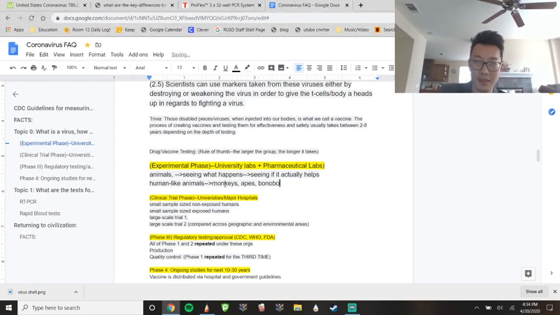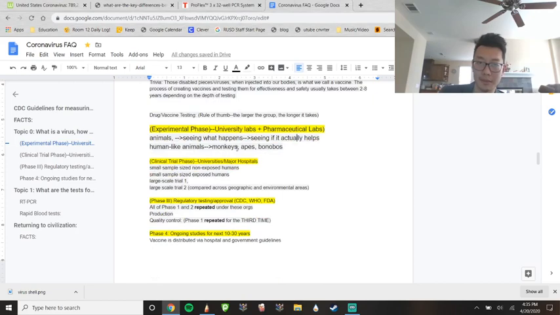bonobos. Is that how you spell bonobos? I'm not sure. Bonobos. See what happens first, and then see if it actually helps. Phase one, done. Took a few months maybe.